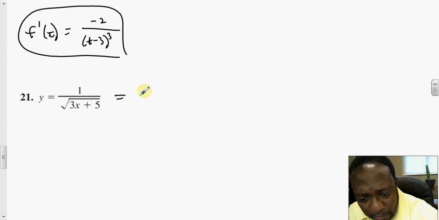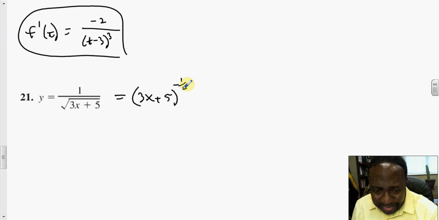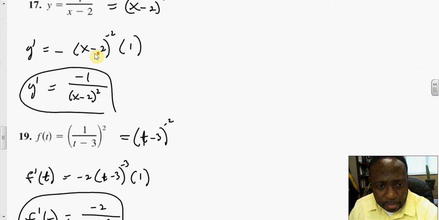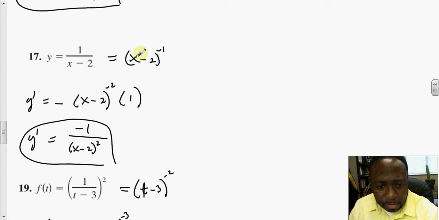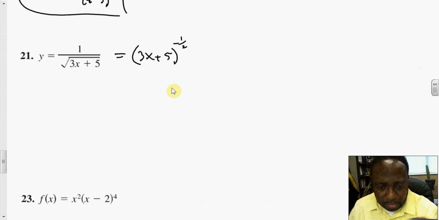Again, you can simplify this and write this as 3x plus 5 to the negative 1/2 power. Now it's easy to do that when the numerator is 1 and you can simplify the expression. See, the numerator there is 1, so we can rewrite the expression. Makes it easy. If it's not 1, it doesn't matter. If it's a 5 or if it's a 6 here, you say 6 times this expression, and you don't take the derivative of the coefficient anyway.